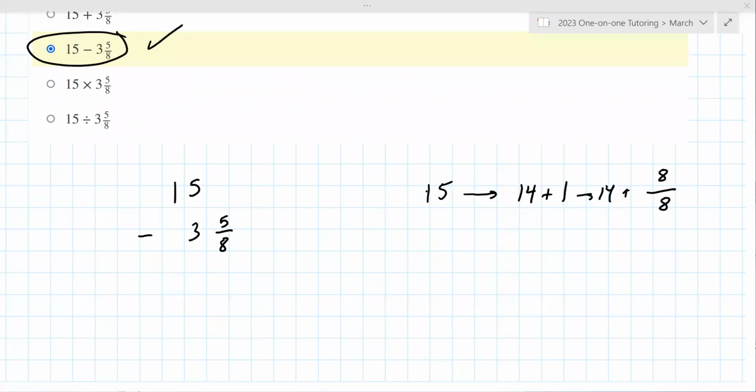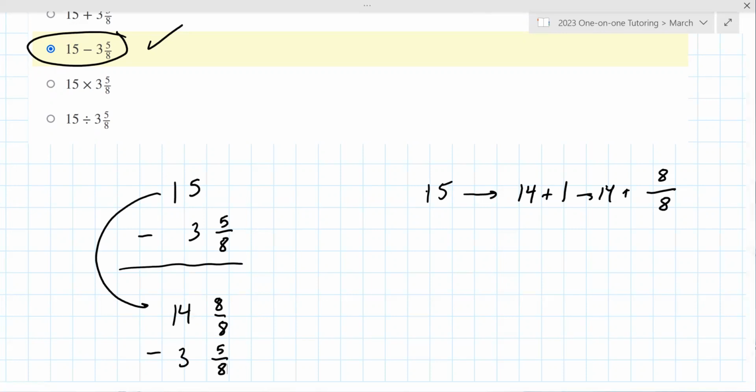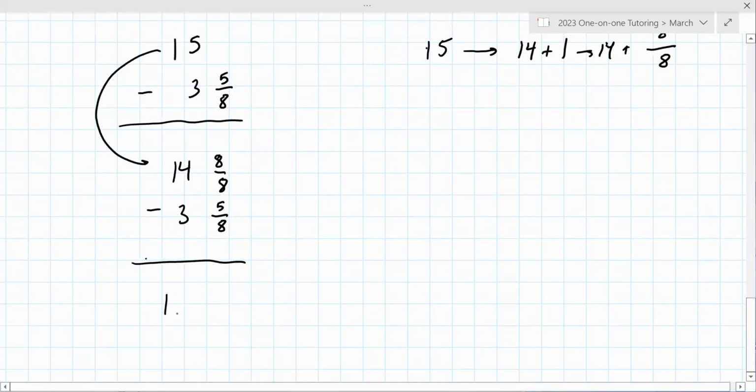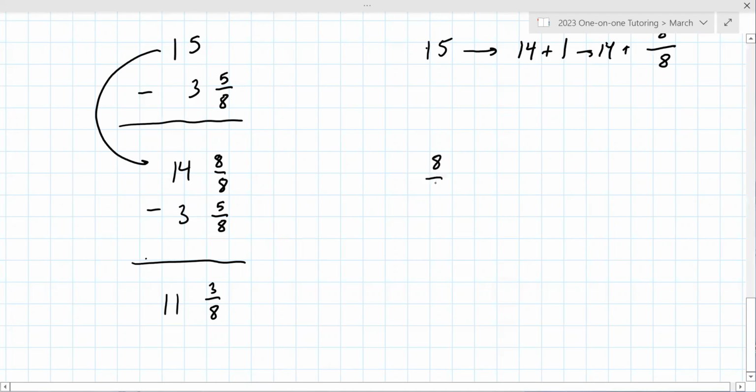So here's how that affects everything that we've been doing. Instead of 15, you're going to write 14 and 8 over 8 minus 3 and 5 over 8. So the 3 doesn't change, right? The 3 does not change. So this becomes 11 and 3 over 8. It's 14 minus 3 is 11, and then 8 over 8 minus 5 over 8 becomes 3 over 8.